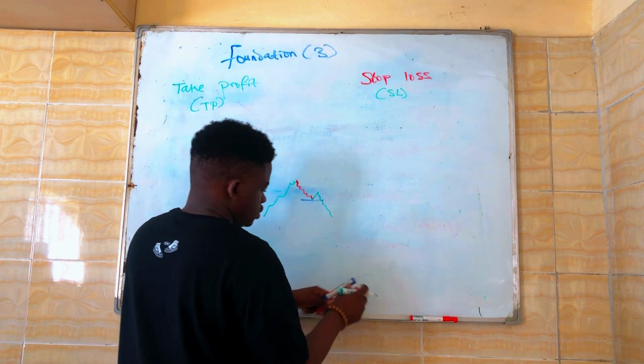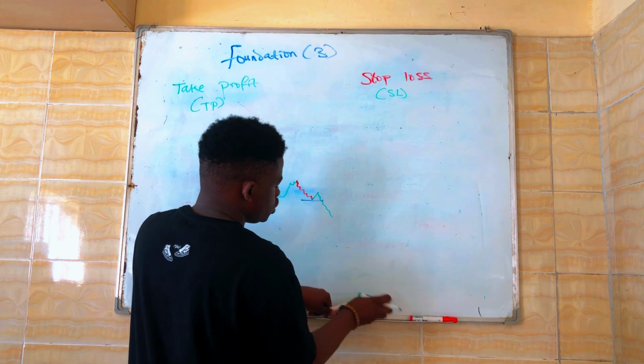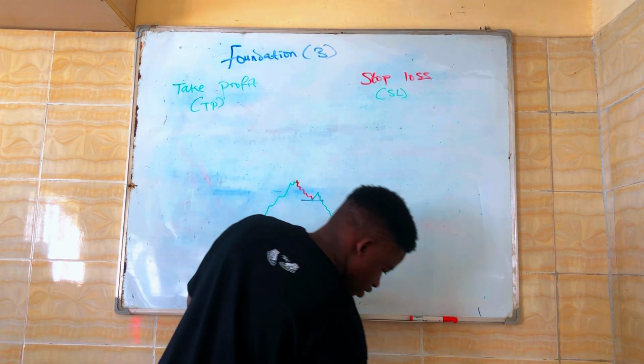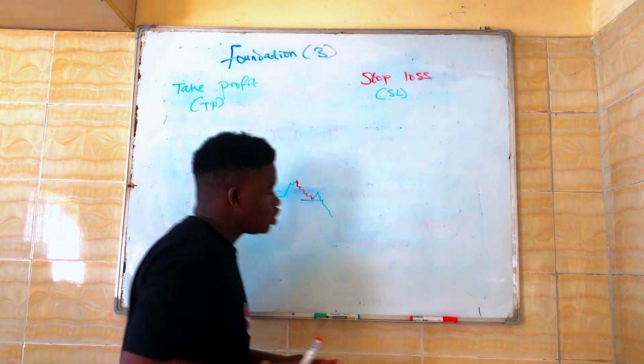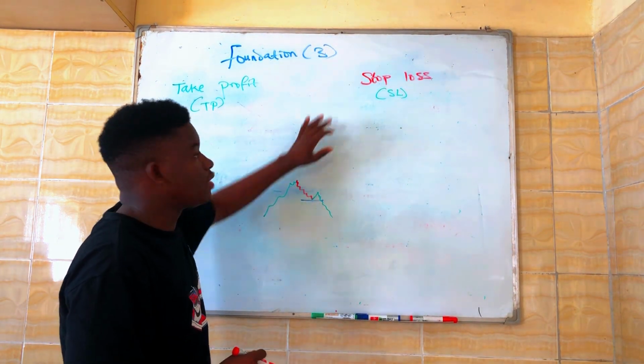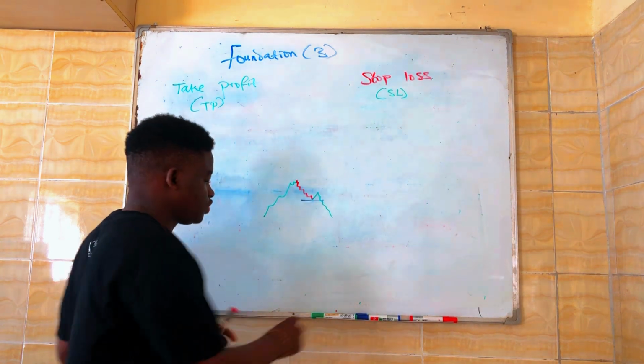So stop loss, let's finish stop loss now. Stop loss is an order which you give your broker, right? So you're telling them, okay, my analysis is for a buy at this particular point, okay? This is where I'm setting my TP.